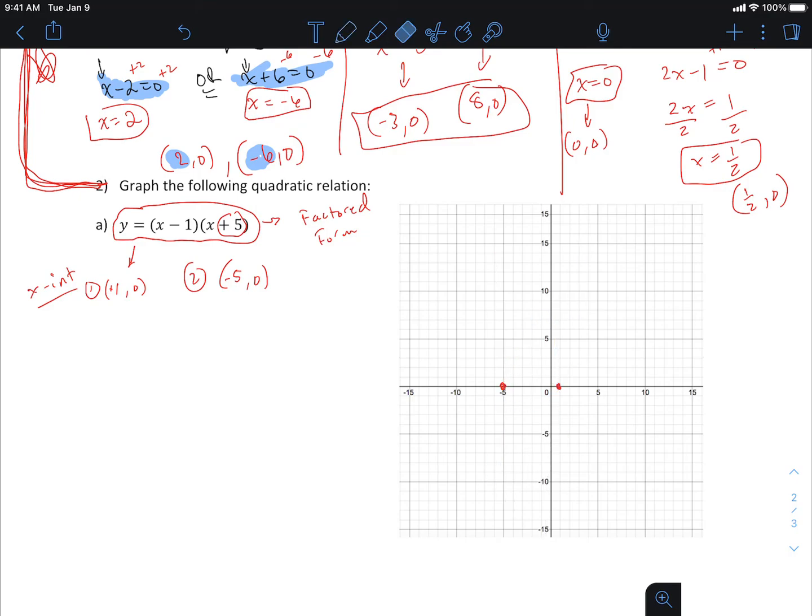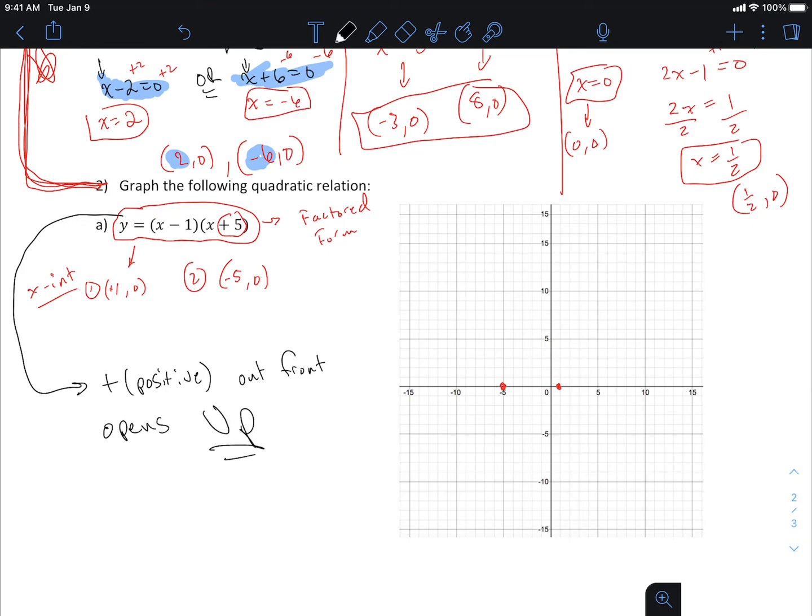Well, you do know, if you look at the equation, the 8, is there a positive or a negative out front? Well, there's a positive out front, which means the parabola is opening up. So you know it's doing something like this, right?